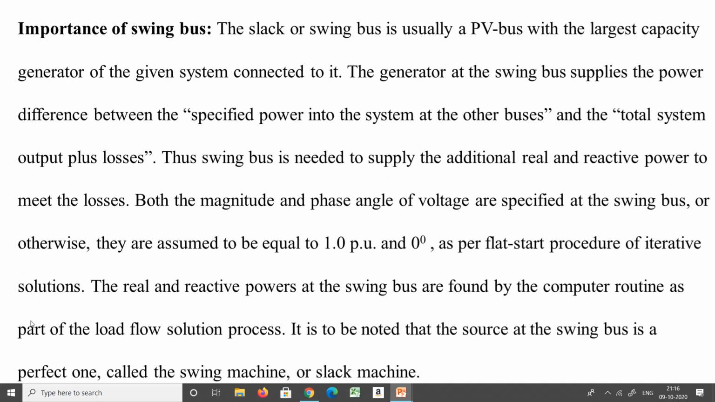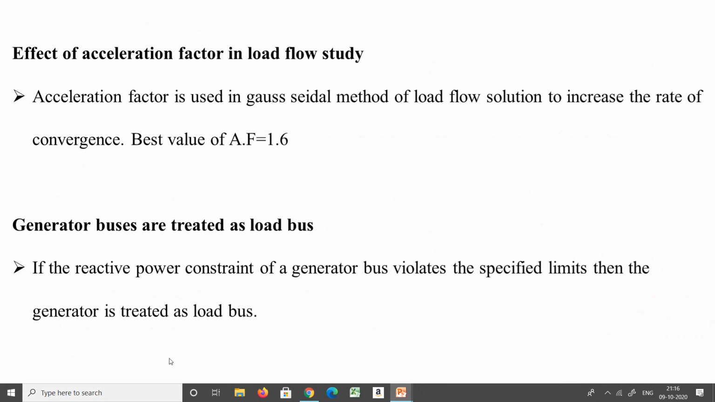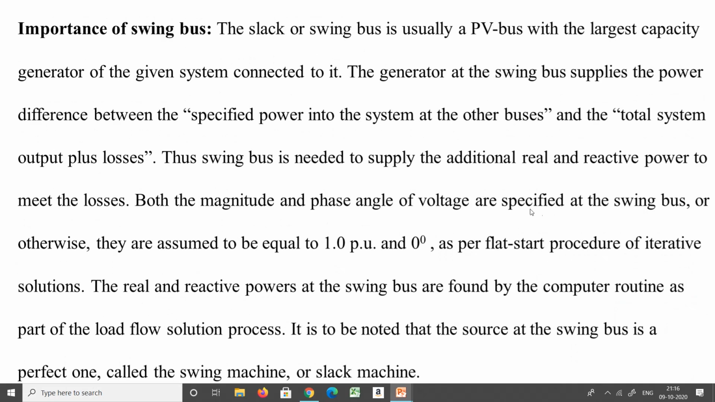As I told already, both the magnitude and phase of voltage are specified at the swing bus, or assumed to be 1 per unit and 0 degree. Both real and reactive power at the slack bus are found as part of the load flow solution. It is to be noted that the source at the swing bus is perfect, and that's why it is called a swing bus, swing machine or slack bus.